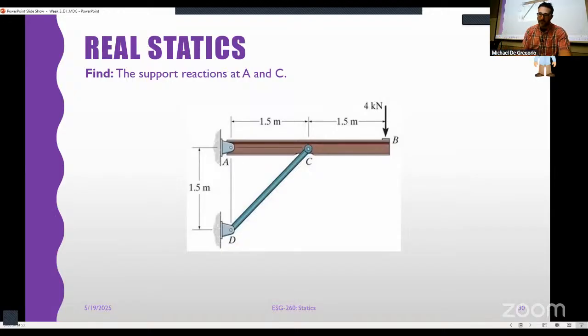So here's some real statics for you. All right, so what we got going on here? We were asked to find the support reactions at A and C. Now, before we get into this, if I asked you to find the support reactions at A and D, can you? How many unknowns do you have? It'd be 4. That seems like a problem. What about at C?